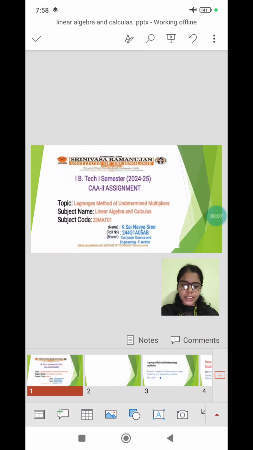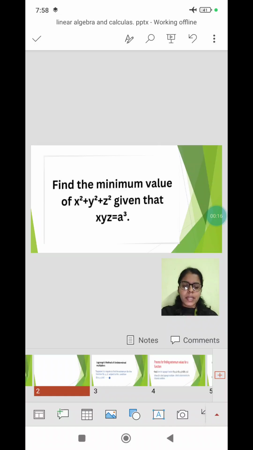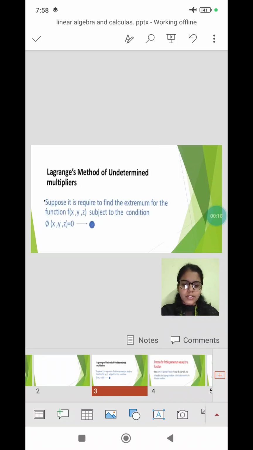Now I'm here to give a presentation to find the minimum value of x square plus y square plus z square, given that xyz is equal to a cube. Firstly, Lagrange's method of undetermined multipliers.